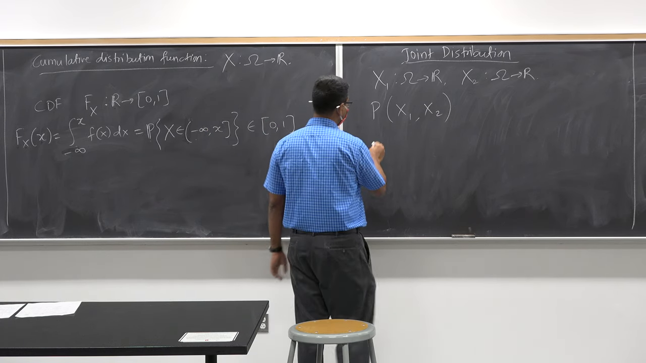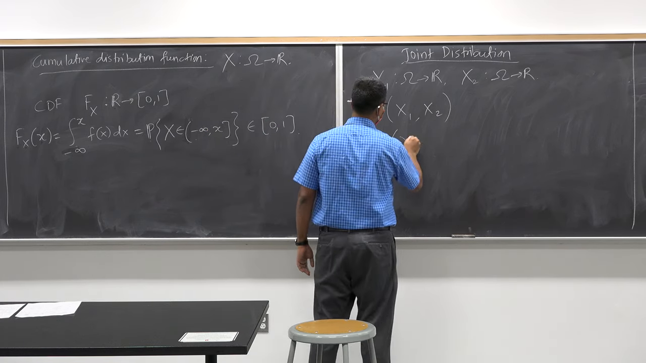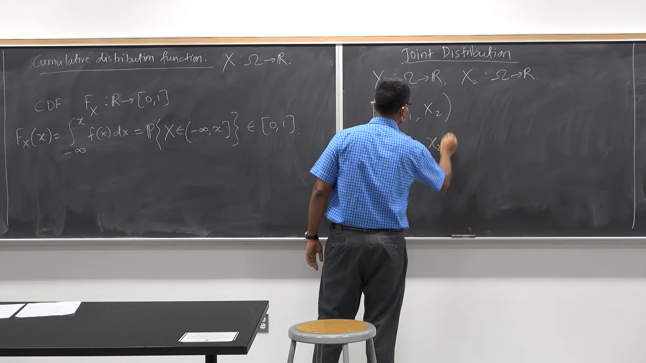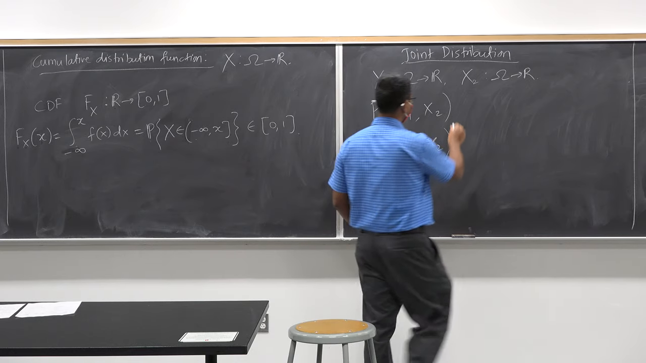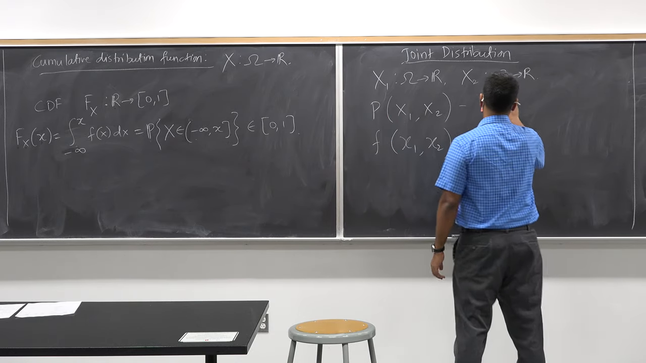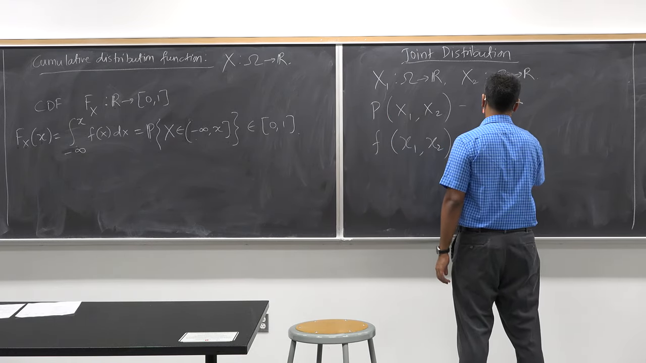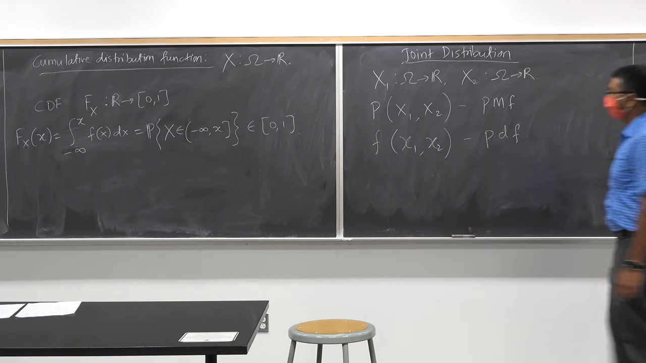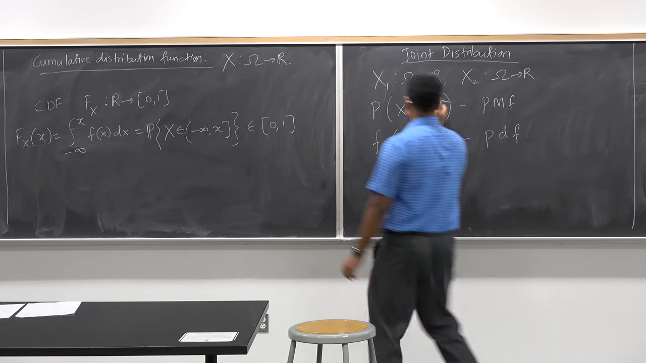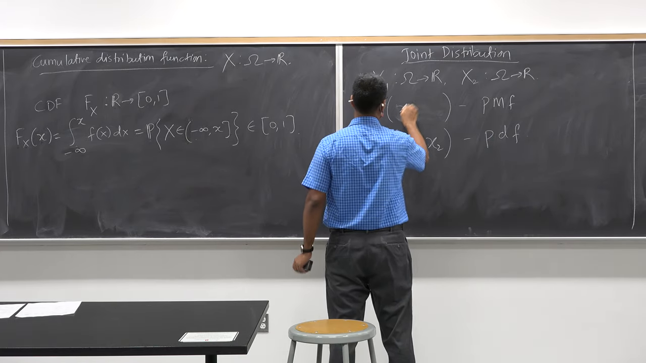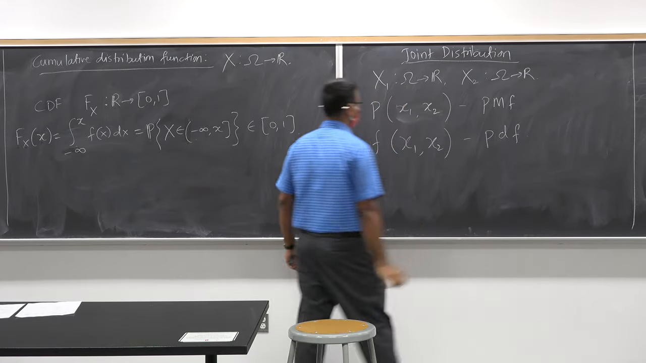And in the case of continuous random variables, the joint distribution will have a probability density function. This is the probability mass function, and this is the probability density function. Let me write it as small x1, small x2.